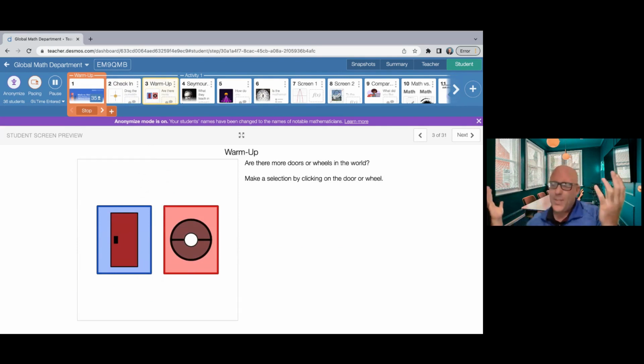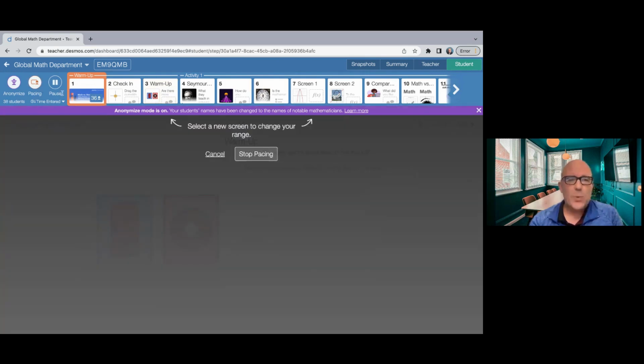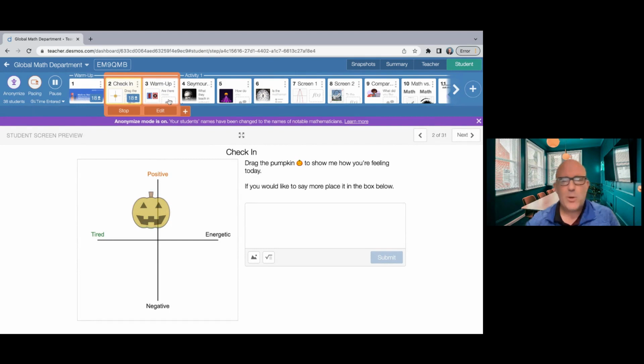What do you think is more out there? More wheels, more doors? What do you think? What are your thoughts? Is this even a wheel or a door? Do you have a different way to classify it? Love to know that as well. And with that, I'm going to use the magic of Desmos. I'm going to hop you over into the next two screens there.